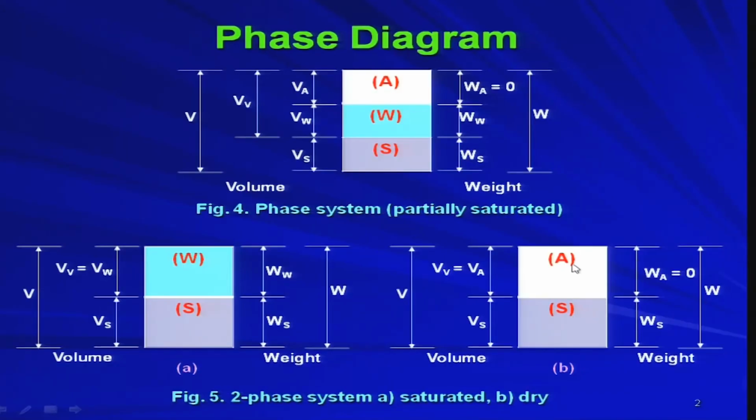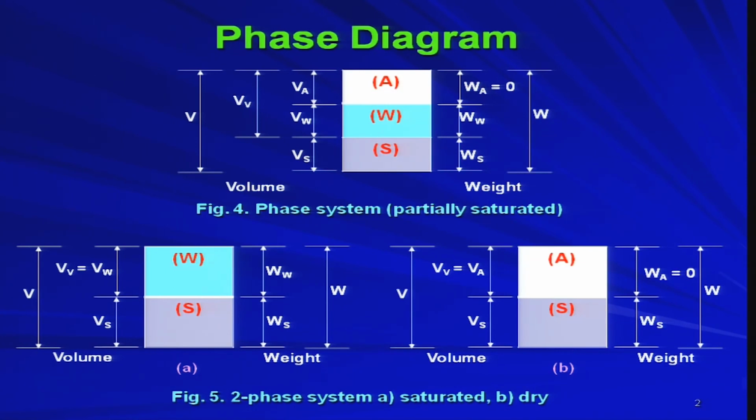Similarly, if you come back to this completely dry situation, you have a 2-phase system again, the soil solids and air. Again your total weight, capital W, will consist of only the weight of solids, because we have already considered that there is no weight of air. Similarly, if you consider the volume of the total matrix, then capital V will consist of Vs, that is the volume of soil solids, and Va, that is the volume of air. Together they form the total volume of the matrix.